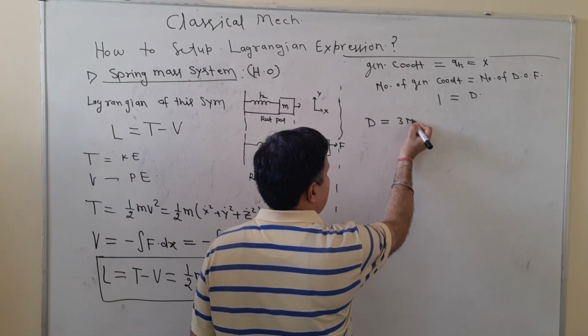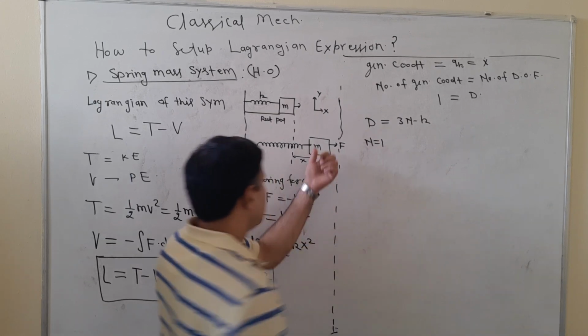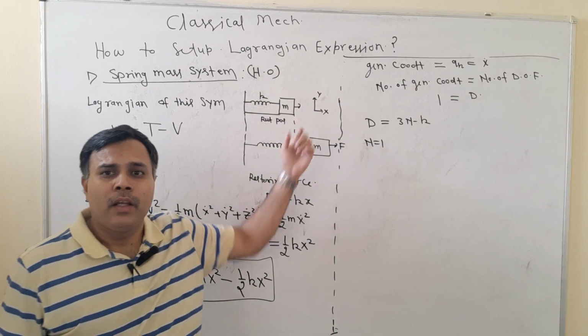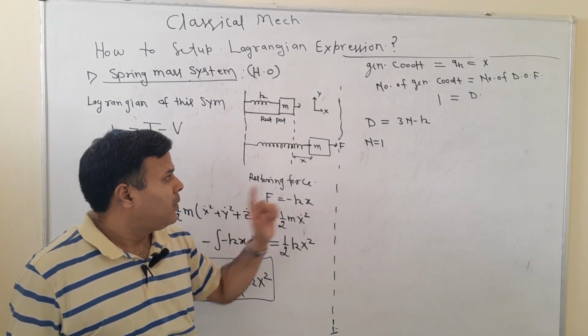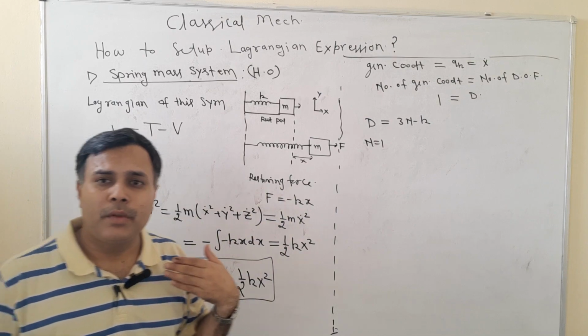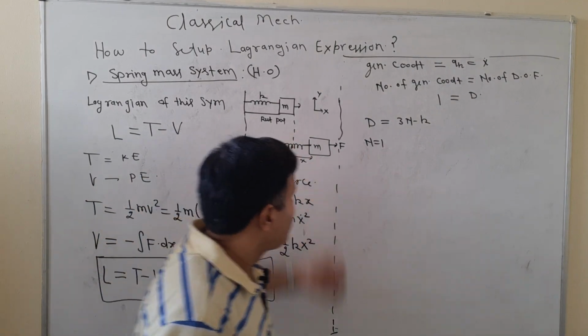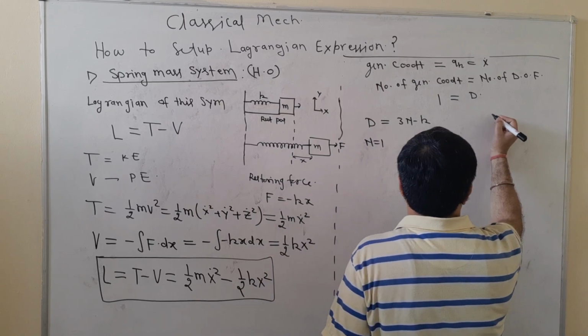Degree of freedom is simply 3n minus k. N is 1 because we have only one mass. So from this physical system our n is 1, that is okay. What about k? K is the number of equations of constraints present in the system.